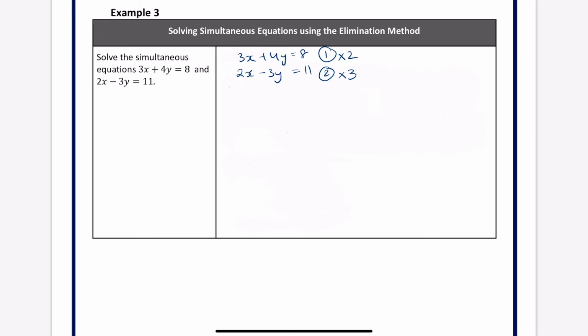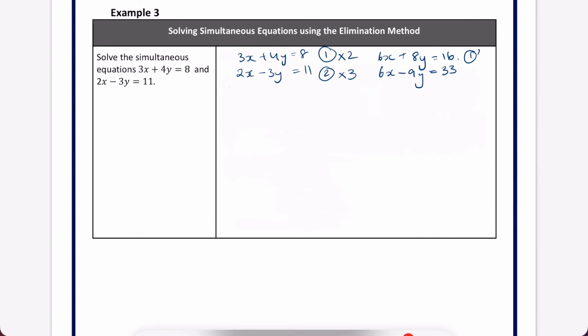Okay, so timesing each term there, 3 times 2 is 6x, plus 4 times 2, which is 8y, equals 8 times 2, which is 16. Okay, so this is our first equation modified, so I'm going to put a 1 dash. And then we'll do the same for the second one. So 2 times 3 is 6x, minus 3 times 3, which is 9y, equals 11 times 3, which is 33. Okay, so this is our modified 2.